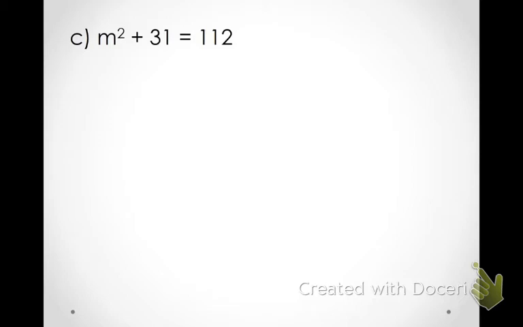The first thing, my goal is to get m by itself. What should I get rid of first, my squared or my plus 31? Always get rid of the things that are not attached to the variable, okay? So in this case, that square is attached to the variable, so we're going to wait till the very end to get rid of that. How do I get rid of plus 31? Minus 31. I have to be fair and do what I do to both sides. This cancels out. I'm left with only m squared equals, what's 112 minus 31? 81.